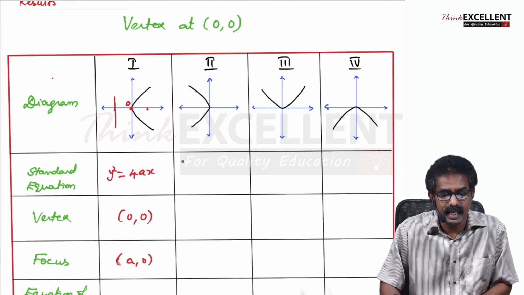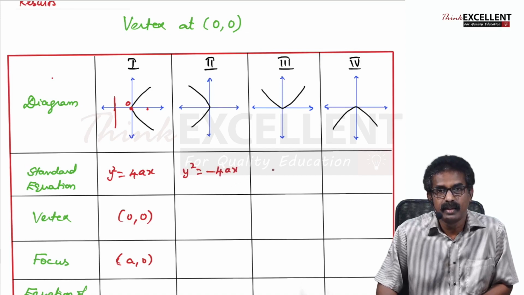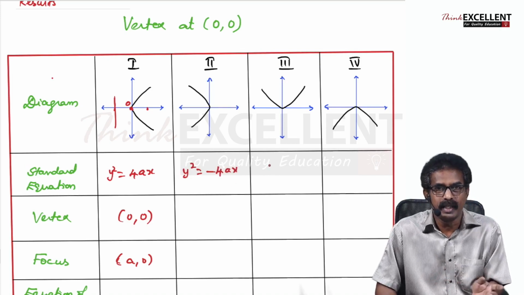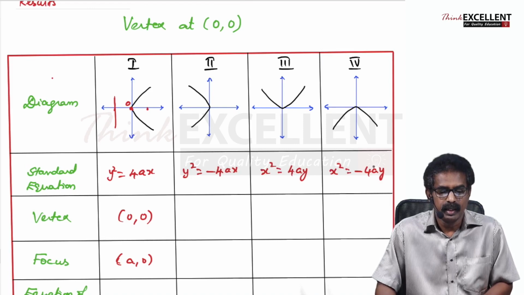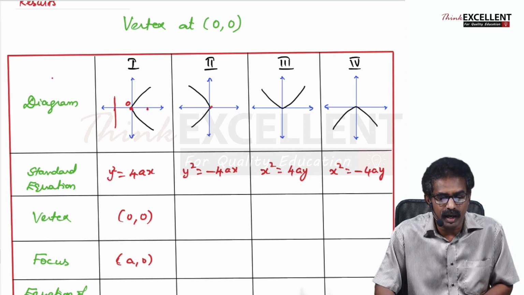For the second one, the standard equation is y square equal to minus 4ax. For the third one, instead of x you put y and instead of y you put x, so here you write x square equal to 4ay. And the last one, x square equal to minus 4ay. Now the vertex, please listen, for all the 4 cases the vertex remains the same: (0, 0).